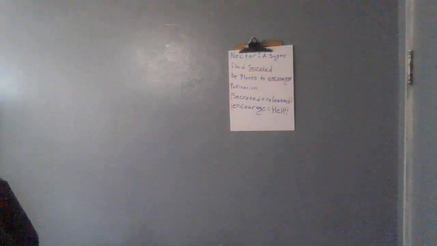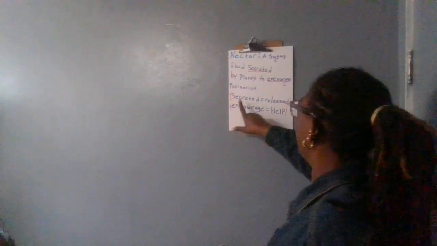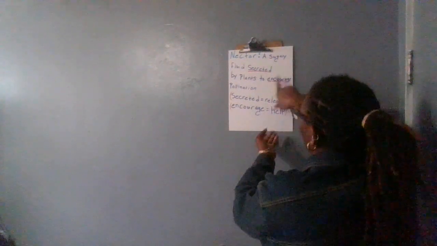So the next photo and definition we have up is nectar. I'm pretty sure you guys heard that word before. There you go. And nectar is a sugary fluid secreted by plants to encourage pollination. Anybody want to take a crack at what secreted means? It's okay. I thought ahead. So secreted means released. So nectar is a sugary fluid secreted or released by plants to encourage pollination. And encourage in this means help.